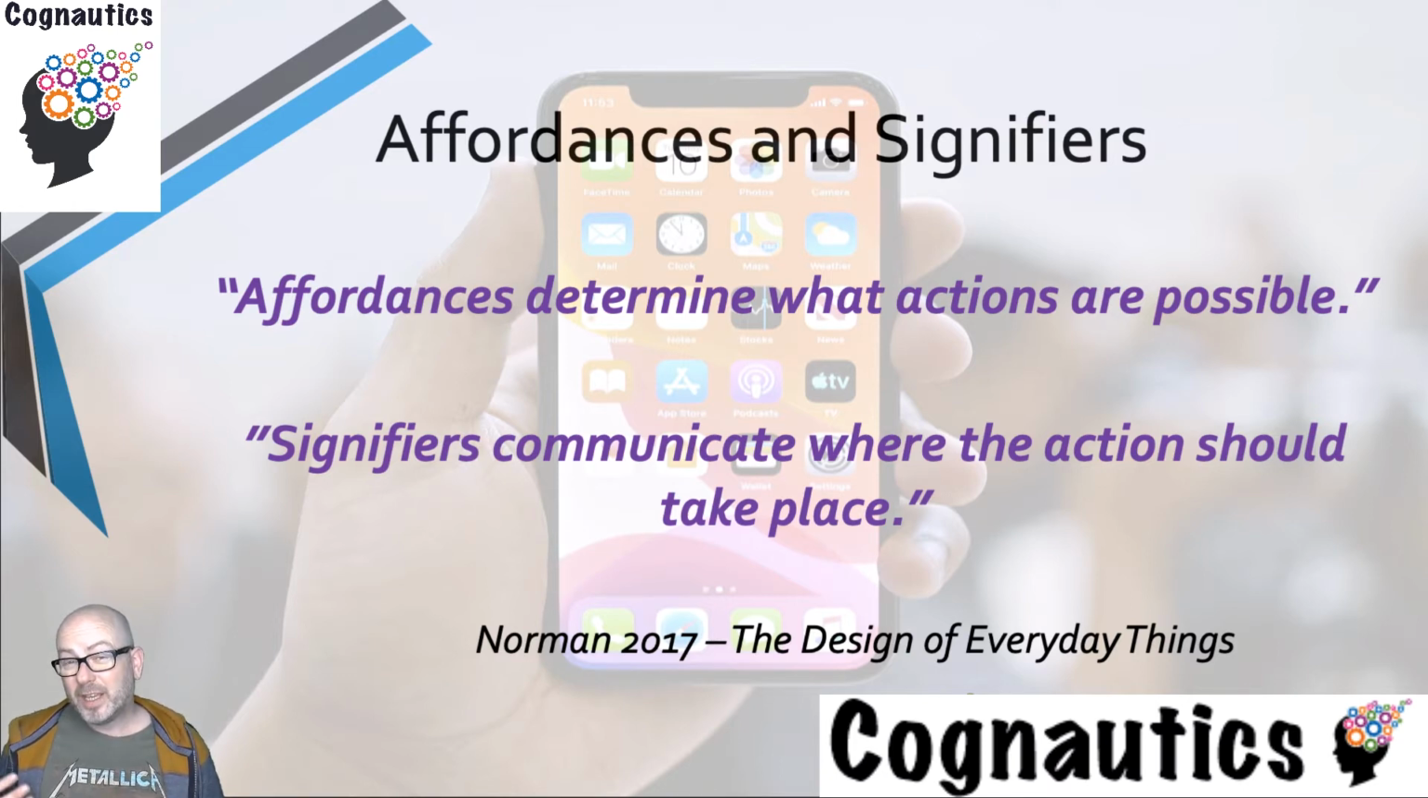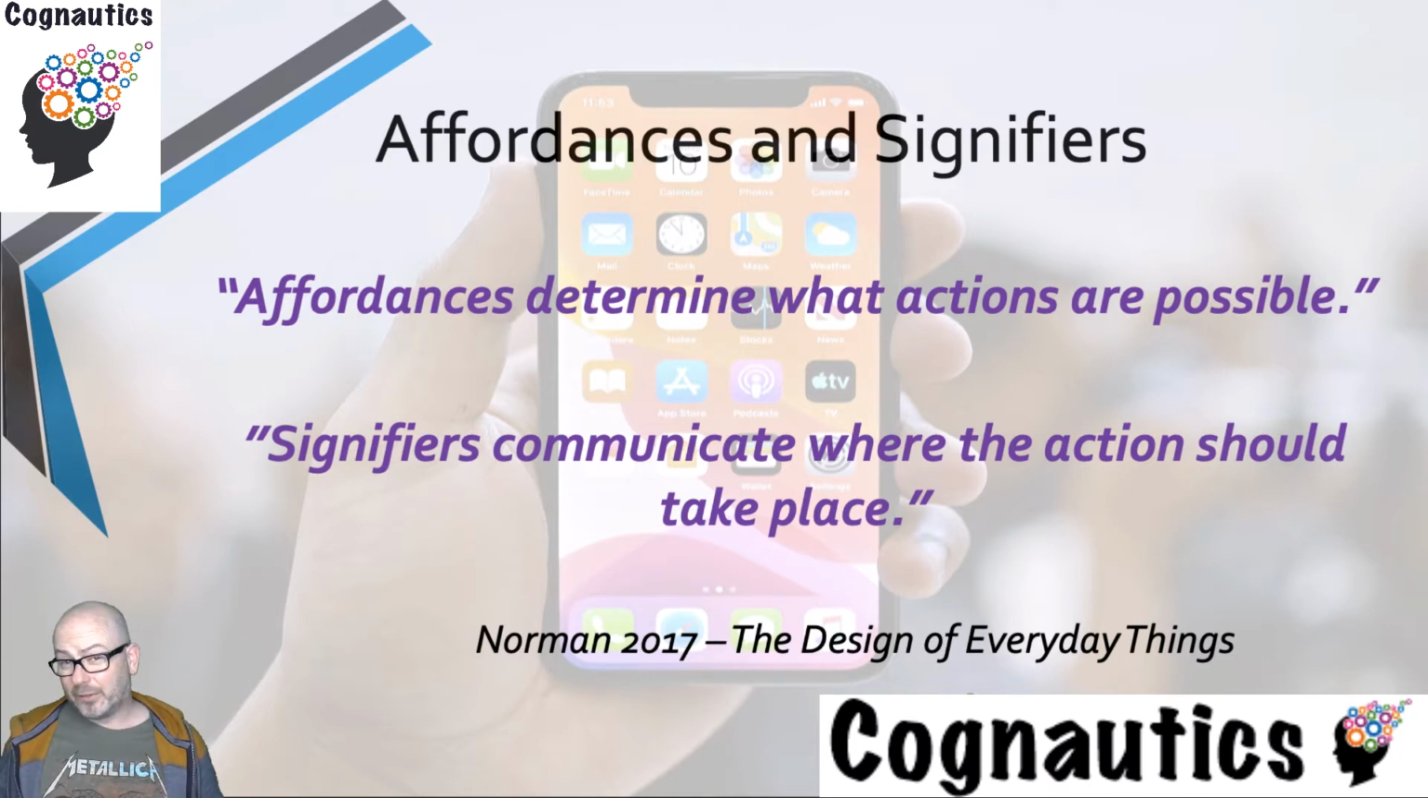Affordances, they determine what actions are possible. So for example, what can be done on a phone. The idea that you can click and hold, you can double click, you can drag, you've got a vertical scroll bar, you've got a horizontal scroll bar, and so on. All of the different actions that you're able to do.